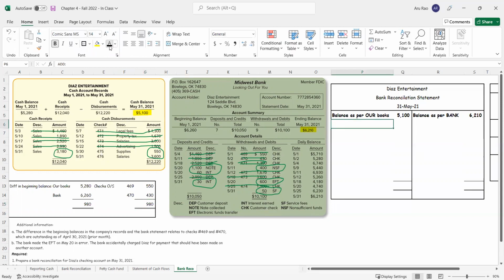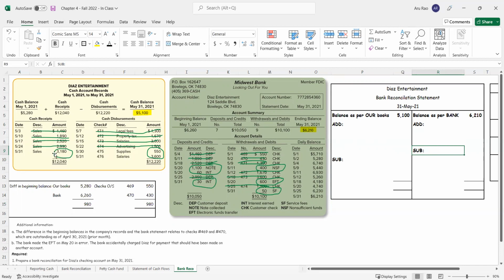Okay. So I'm going to add and subtract certain items. Again, it's fairly simple, and I'll tell you how it is to be done. Okay. So you can always start on this side, the bank side. Typically, what you're going to do is anything that we have done and the bank has not done, that's what we're doing on this balance as per bank side, the adjustment.